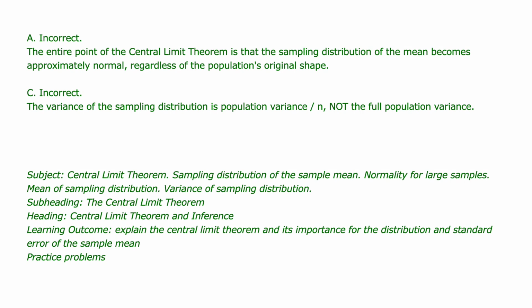A. Sampling distribution does not retain the fat-tailed shape of the population. CLT ensures normality for sample means. C. The variance of the sampling distribution is variance divided by n, not the full population variance. The spread of sample means is smaller than the population spread.